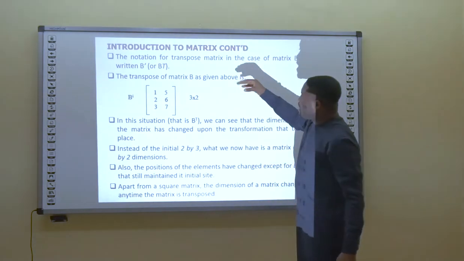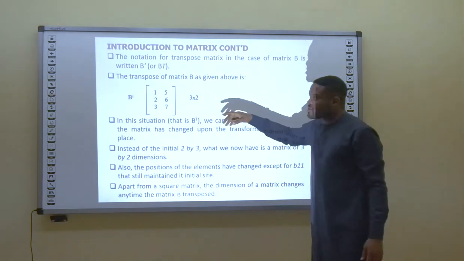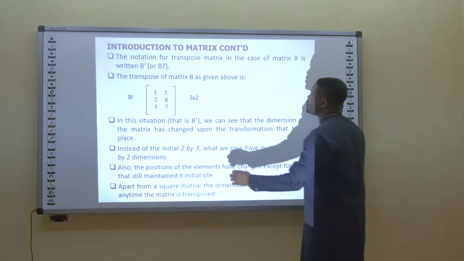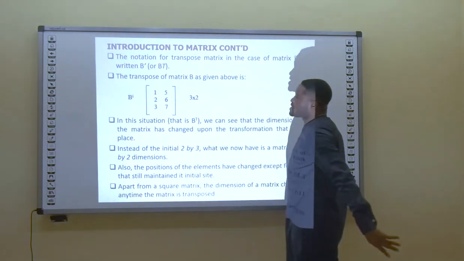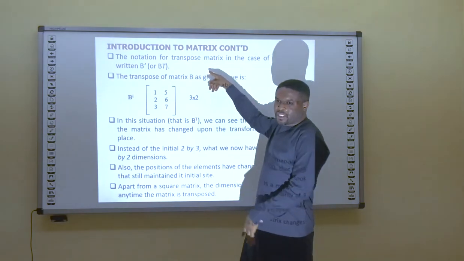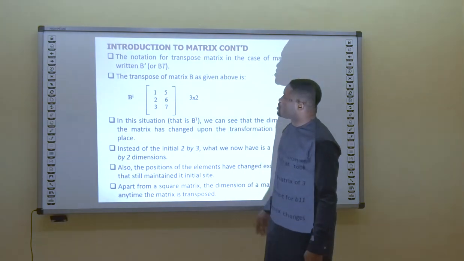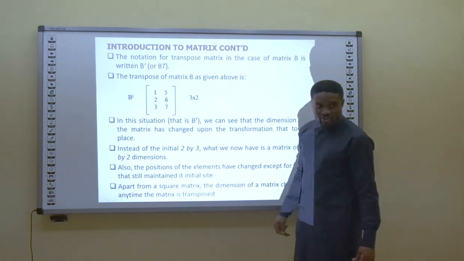Now, there's what we call the transpose of a matrix. The notation of the transpose of a matrix, in the case of matrix B, is always written as B with an apostrophe, or it can be written as B^T. When you see it like that, know that that particular matrix has been transposed.